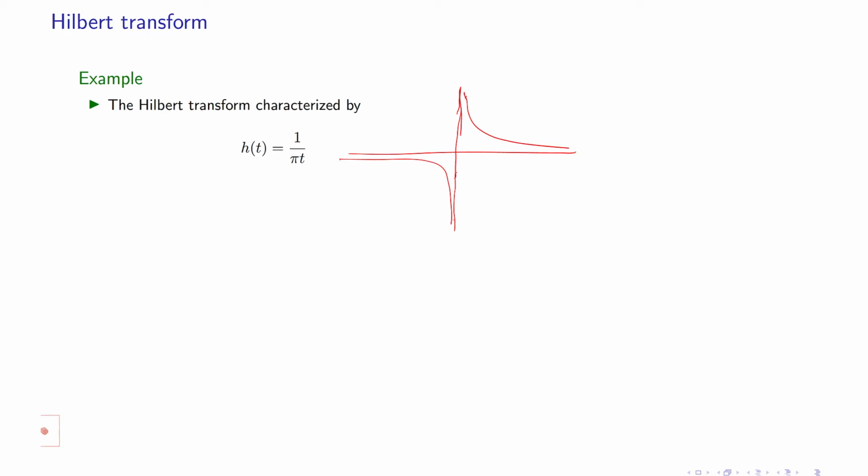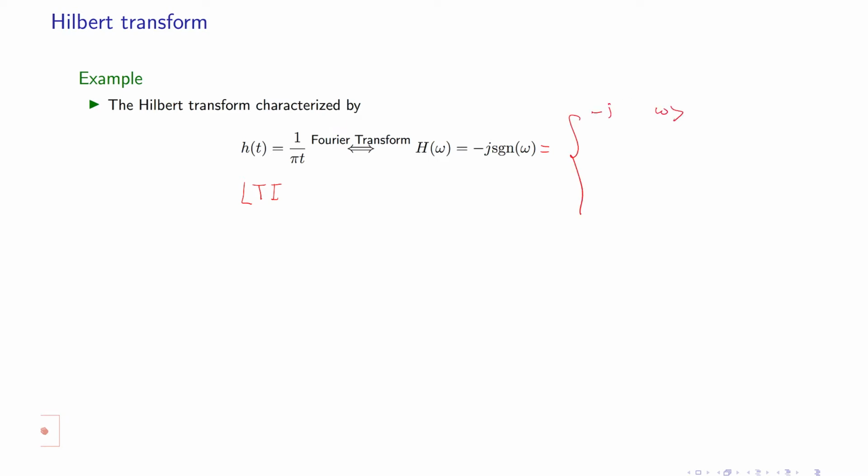Because it is not causal, it is not implementable without delay, but you can approximately implement it either in the digital domain or the analog domain. So the Fourier transform of this particular LTI filter, which is just a normal LTI filter, becomes this function, and this is a sign function which is equal to minus j for omega being positive and plus j for omega being negative.